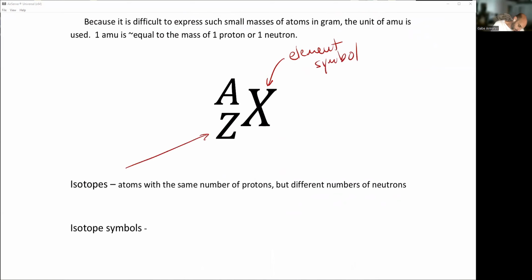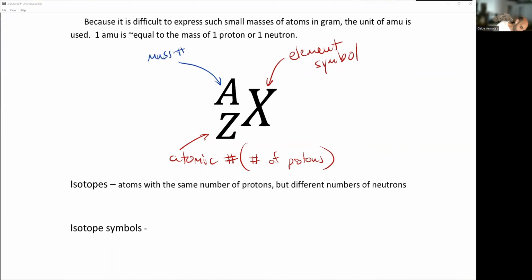The Z is the atomic number. Again, the atomic number is the number of protons. And those two things are linked. The element symbol and the atomic number always have to line up. If I say it's carbon, it's got atomic number of 6. If it's 6, it has an element symbol of carbon. A is going to be our mass number, and the mass number is the total number of protons plus the total number of neutrons.